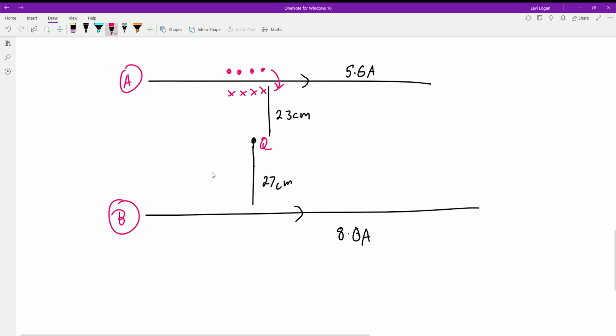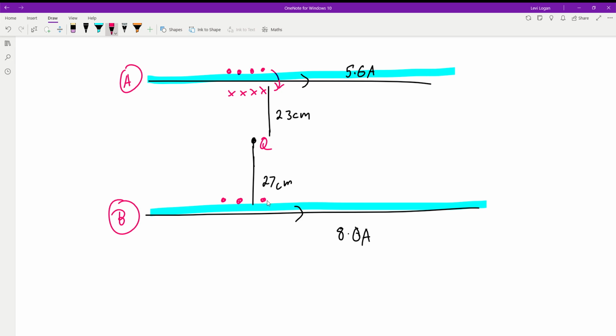Let's take a look at wire B. Now, wire B is going in the same direction as wire A, hence the arrow. So that means it will go towards you on this side and away from you on this side. Now you can double check that with your right hand rule as well, but you can just work that out from having parallel lines there.